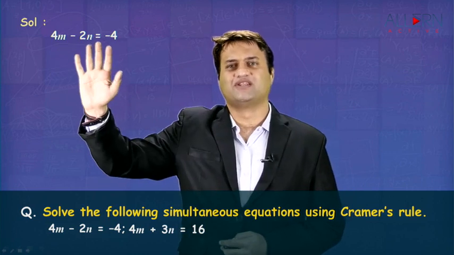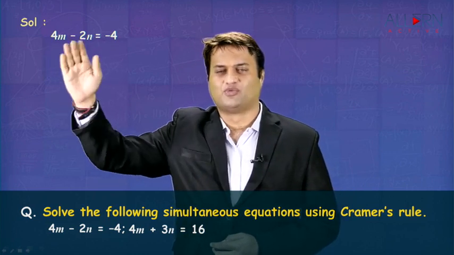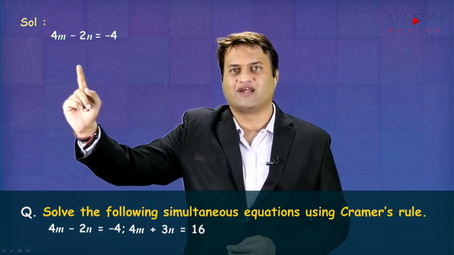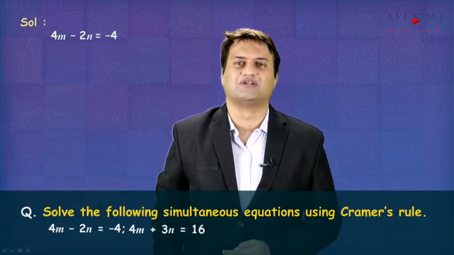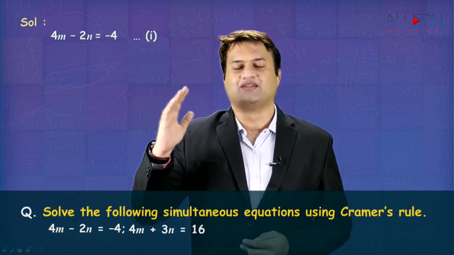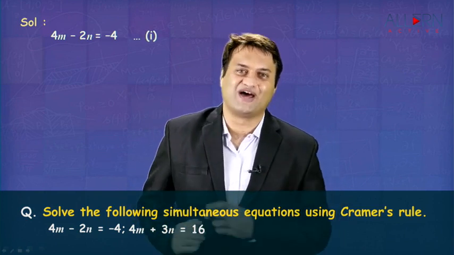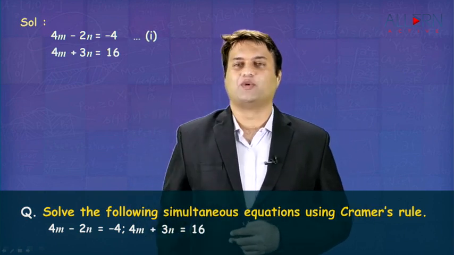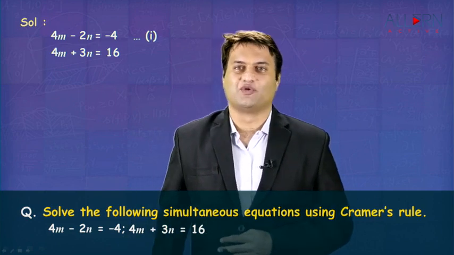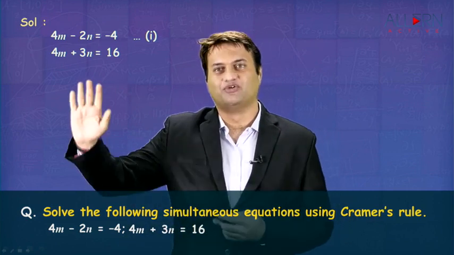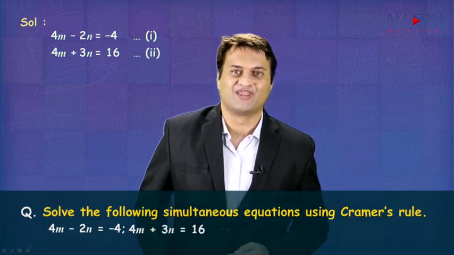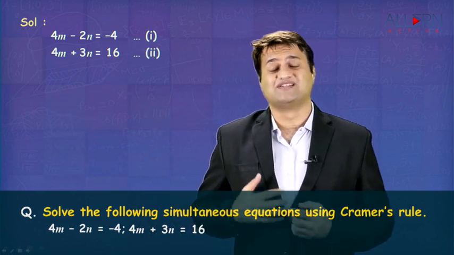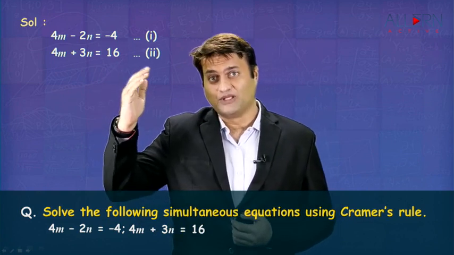Is this equation in the required form? Variables on one side, constant on the other side, and it is in the alphabetical order, right? And because the equation is in the required form, let this be equation number 1. Look at the second equation, 4m plus 3n is equal to 16, absolutely in the required form, right? Let this be equation number 2. Once we get the equations in the required form, we write it one below the other.